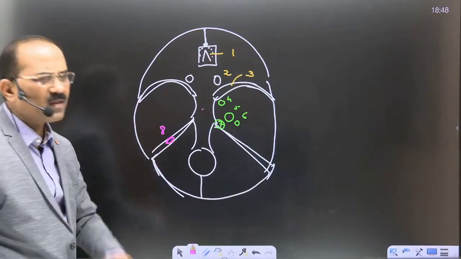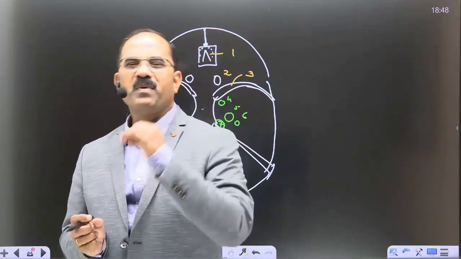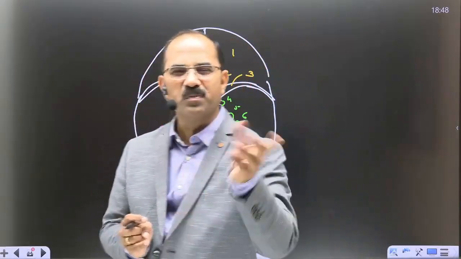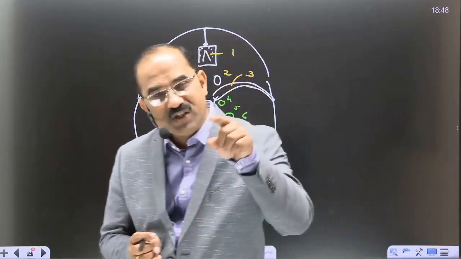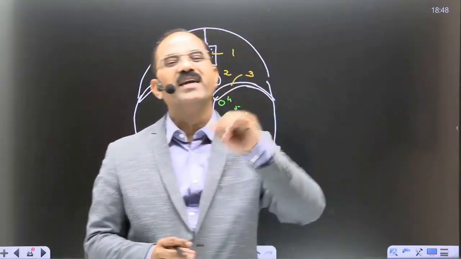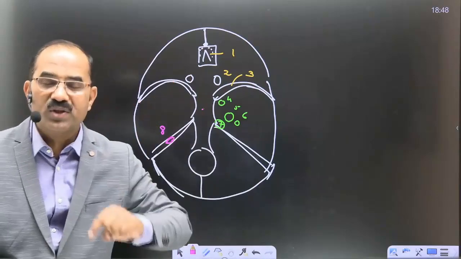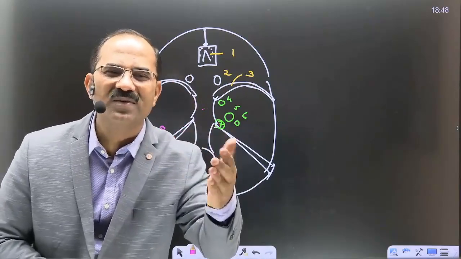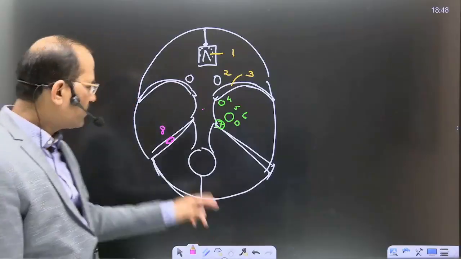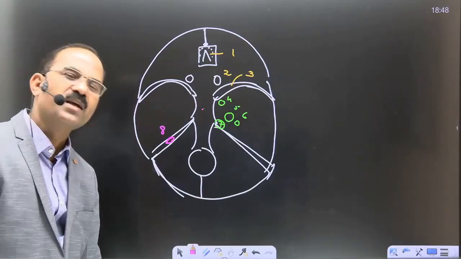Number 8, internal acoustic meatus. What would pass through this foramen? The vestibulocochlear nerve, to supply the vestibule and the cochlea. The facial nerve also enters this internal acoustic meatus; the course we will discuss later. And there's an artery to supply the labyrinth. What do you call this? The labyrinthine artery. Very good. It would enter the ear through this foramen, the internal acoustic meatus.